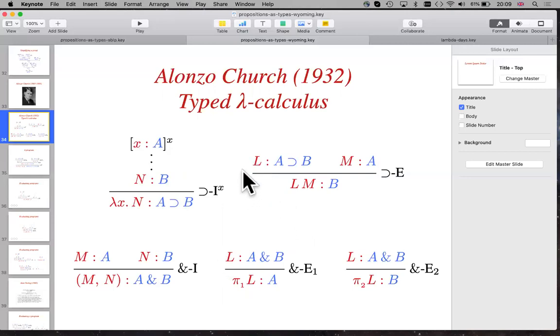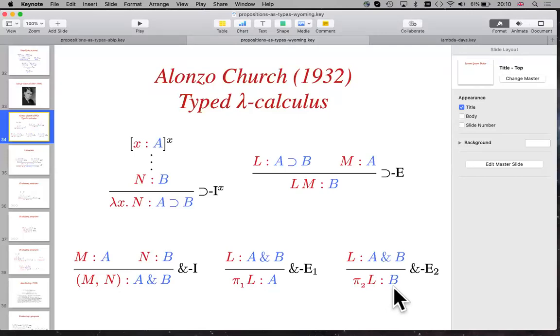What about function application? Well, if L is a function from A to B and M has type A, then L applied to M has type B. In fact, that's all there is in the very simply typed lambda calculus. But I'll show you one that also has pairs in it. So if M has type A and N has type B, then the pair (M, N) is an A-B pair. And then if L is an A-B pair, the first projection of L would have type A, and the second projection of L would have type B.